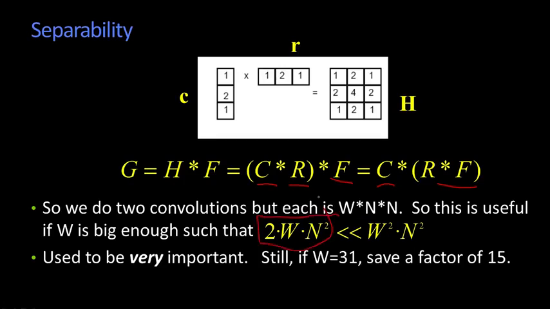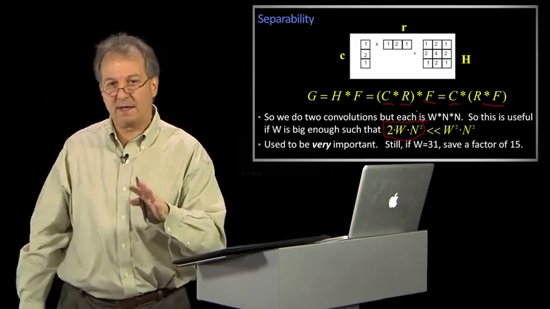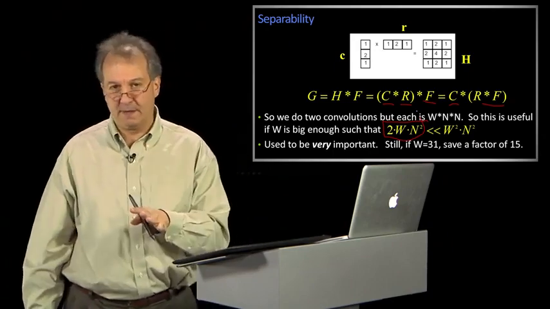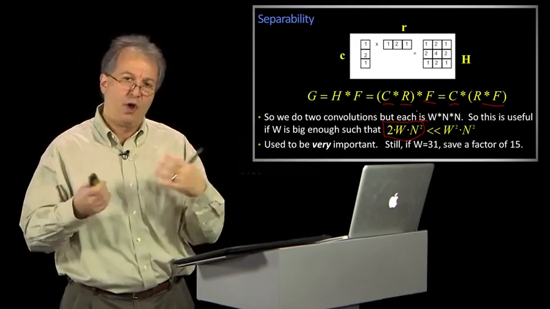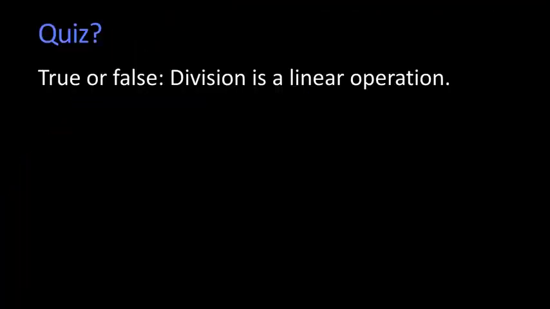That used to be very important when computers were not quite as fast, but it's still reasonably important because, for example, if w is a 31 by 31, that's a factor of 15 difference. That's more than an order of magnitude. Anytime you can do anything that buys you an order of magnitude for not a lot of money, you should go ahead and make that purchase because orders of magnitude are hard to come by. So here's a nice way of doing that. When we do various kinds of smoothing, we often use linearly separable filters, and you can just apply them.